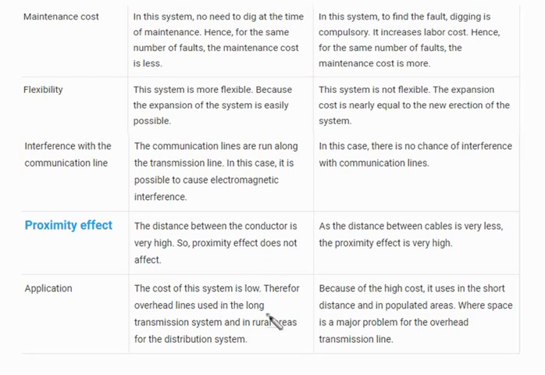The application of overhead lines is mostly in rural areas where the cost of the system is low. But in the case of the underground system, the cost is more, but it is located in those areas where space is a major problem. Okay, now we will see what is basically proximity effect.